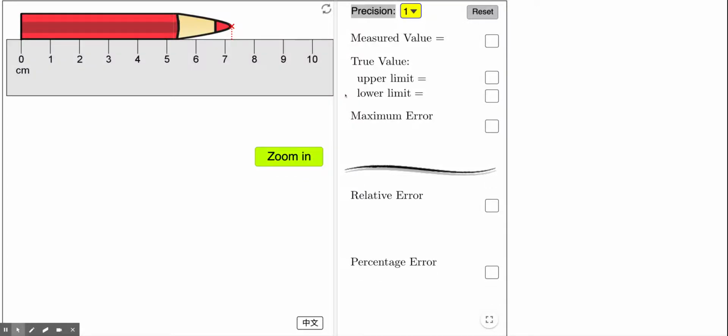Okay, so this video is about error. When we talk about error, you should know that we have the precision, and precision is used to have something to measure.